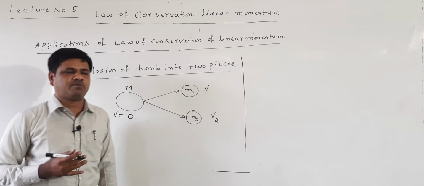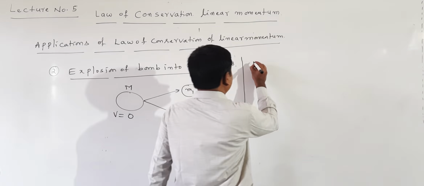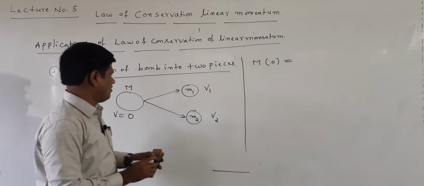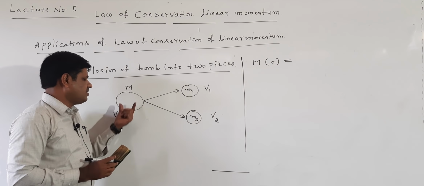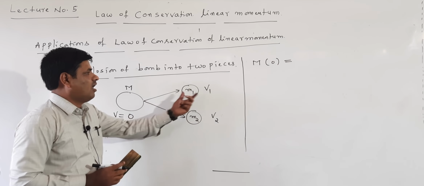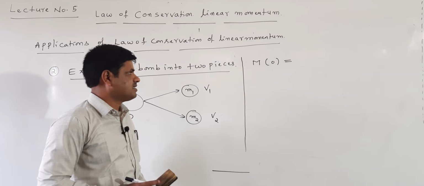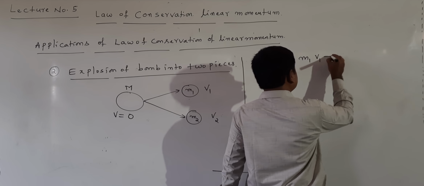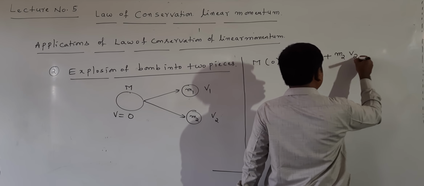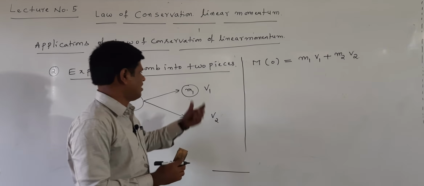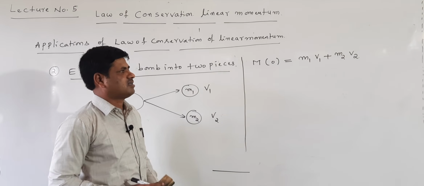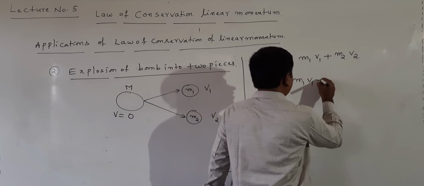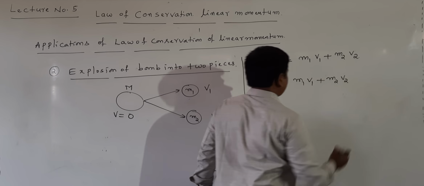According to the law of conservation of linear momentum, the total momentum before expulsion is equal to the total momentum after expulsion. The total momentum before expulsion can be written as m into 0, since momentum is mass into velocity and the bomb is at rest before expulsion. After expulsion, it divides into two pieces, so the momentum is m1 v1 plus m2 v2. So m into 0 is equal to m1 v1 plus m2 v2.